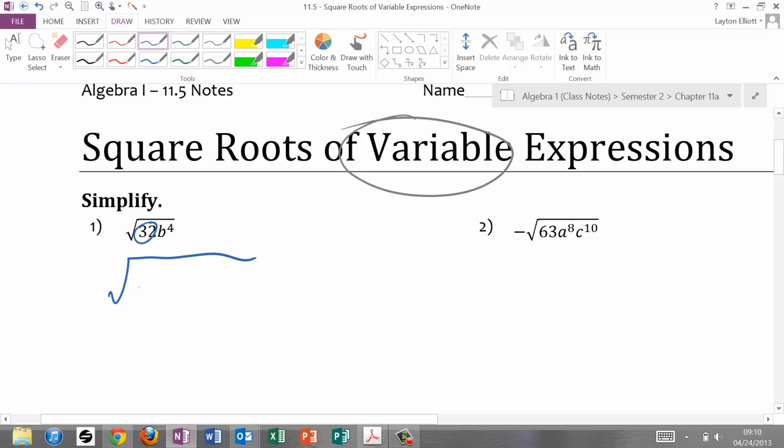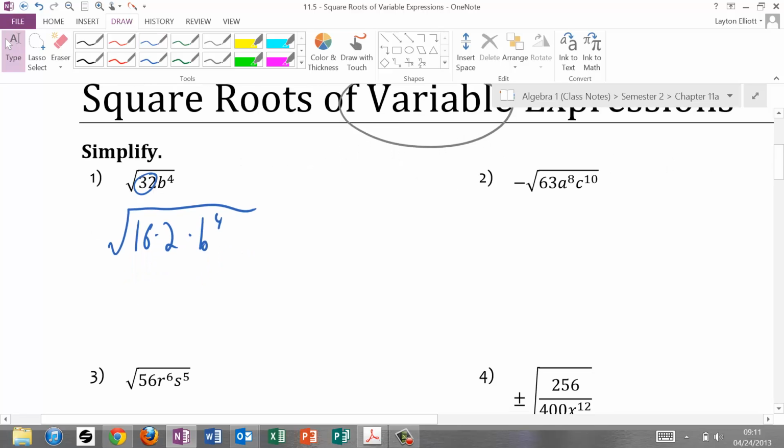32 is, let's see, I can think about that as 16 times 2, then I still have the b to the fourth. And what I want to think of is taking the square root of 16 as 4, leaving behind the 2 inside, and then the square root of b to the fourth. Well, what is the square root of b to the fourth? Let's go over here off to the side.